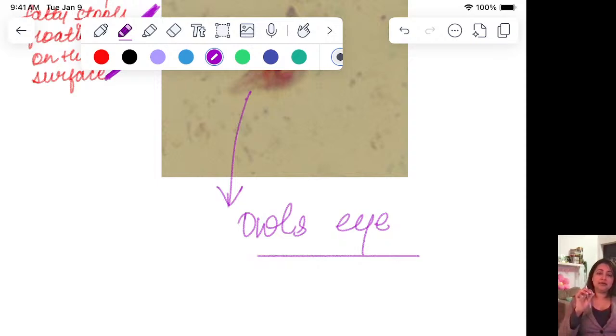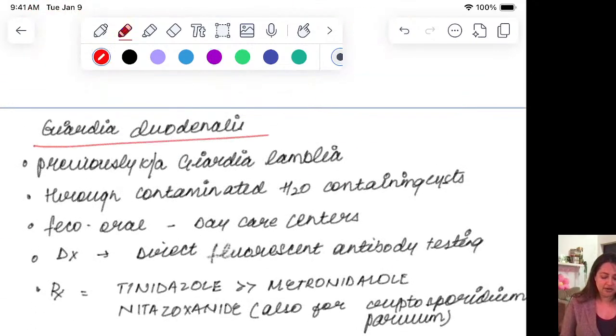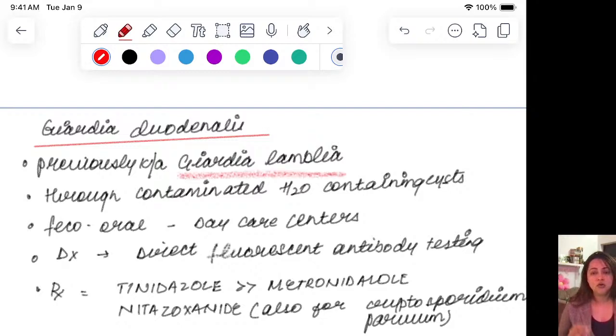lamblia. Basically, now they are calling Giardia lamblia Giardia duodenalis. So the name has been updated. Even if you are given Giardia duodenalis, that's the correct answer because this is the new name. Remember, we have Giardia duodenalis. Previously, it was known as Giardia lamblia. How is it spread? Through contaminated water that contains the cyst, or it could also be spread via the fecal-oral route, especially in daycare centers, right?